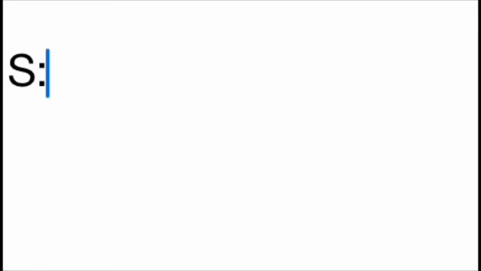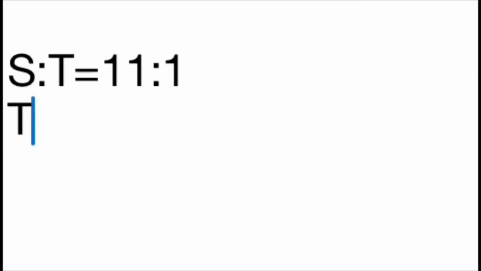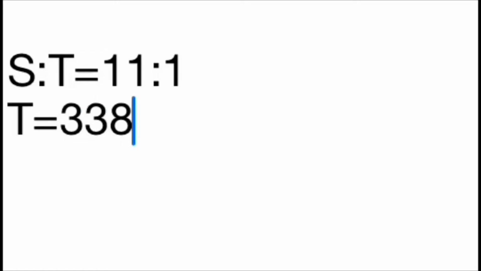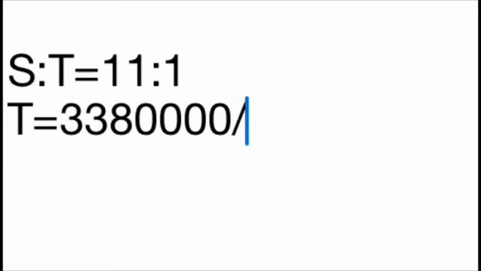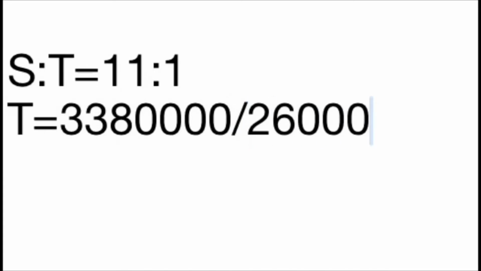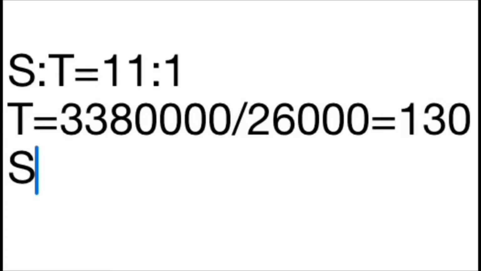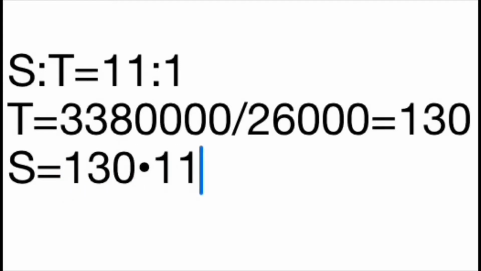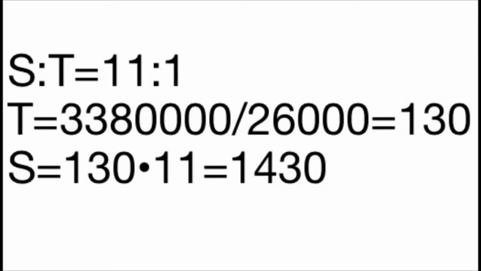The average annual salary for teachers is $26,000. The college pays a total of $3,380,000 in annual salaries to its teachers. So this college has $3,380,000 divided by 26,000 teachers. It has 130 teachers. The ratio of students to teachers is 11 to 1, so students are 11 times more than teachers. So this college has 130 multiplied by 11 students. It has 1430 students. Now let's solve the next problem.